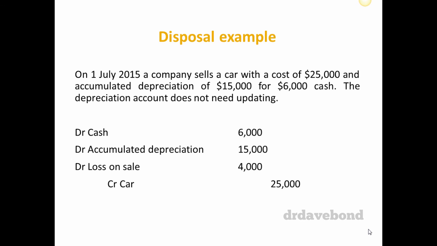So you're wiping out these accounts, the car and the accumulated depreciation. Cash, you've got cash coming in, so you debit that. And then you need to debit or credit whatever you need to make it all balance out, which in this case is a $4,000 loss. So you debit loss 4,000 and all done.